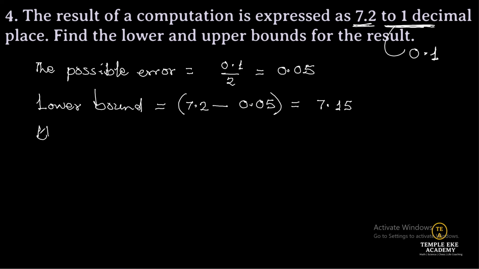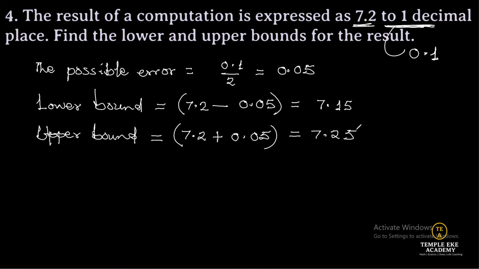We can also find the upper bound in a similar manner. The upper bound is 7.2 plus 0.05. And that gives us 7.25. Very simple. So the actual value in this computation ranges from 7.15 to 7.25. These are the acceptable values. That's the basic idea of bounds. Let us proceed to the next question.